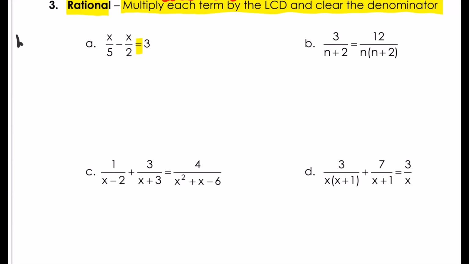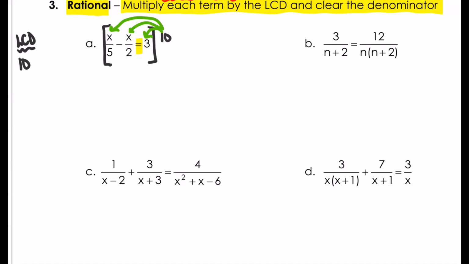Off to the side, I like to jot down what my LCD is. And so in this case, 5 and 2, the least common multiple is 10. So then what happens is I'm going to multiply 10, and really it's like 10 over 1, but we just write it as 10. And I'm going to multiply that onto each term of my equation. So you've got 3 terms. I've got my first one, my second one, and then over here on the right-handed side.